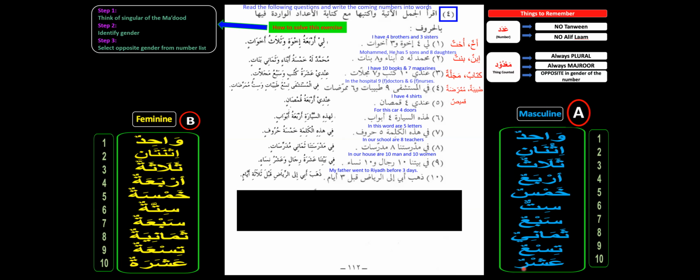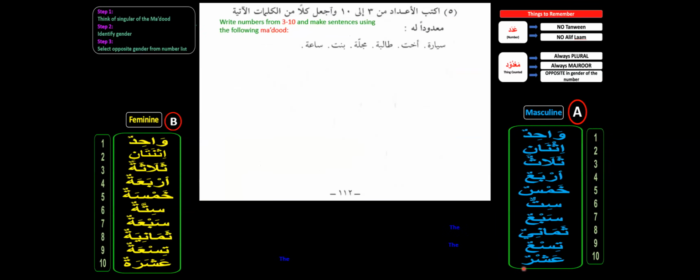My father. You see, if it was only dhahaba ila riyadi, we would say he went to the Riyadh. Because with dhahaba, our eyes cannot see the doer, but our mind can see the doer, because the meaning tells us he went, so the doer is he. But here, abi, my father, is mentioned. So we don't have to tire our mind, whereas we can see the doer's name clearly mentioned. So dhahaba abi, my dad. ذهب أبي إلى الرياض قبل 3 أيام.